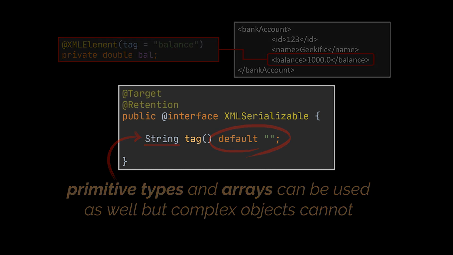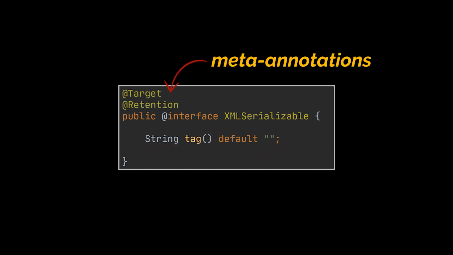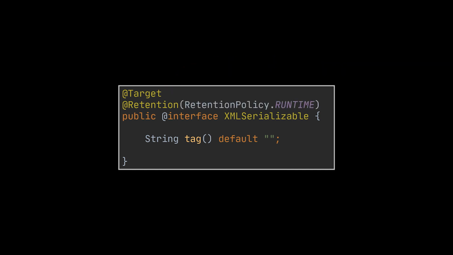Okay, the next step is to add meta annotations to specify the scope and the target of our custom annotation. This is done by using the @retention and @target annotations. Here we will have runtime visibility. That's what signals to the Java compiler and JVM that the annotation should be available via reflection at runtime.